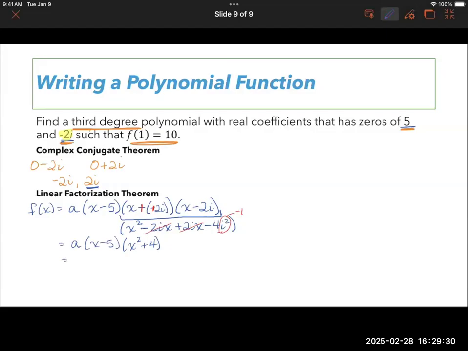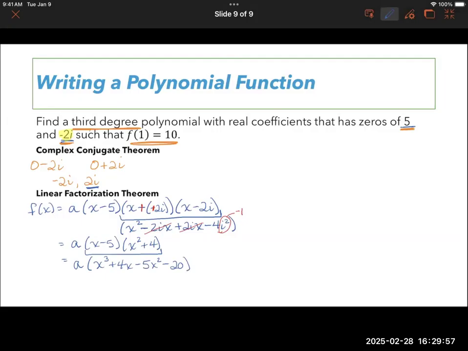So now we'll multiply these two factors together. So a is still out in front. X times x squared will be x cubed. X times 4, 4x. Negative 5 and x squared, minus 5x squared. Negative 5 times 4, minus 20.